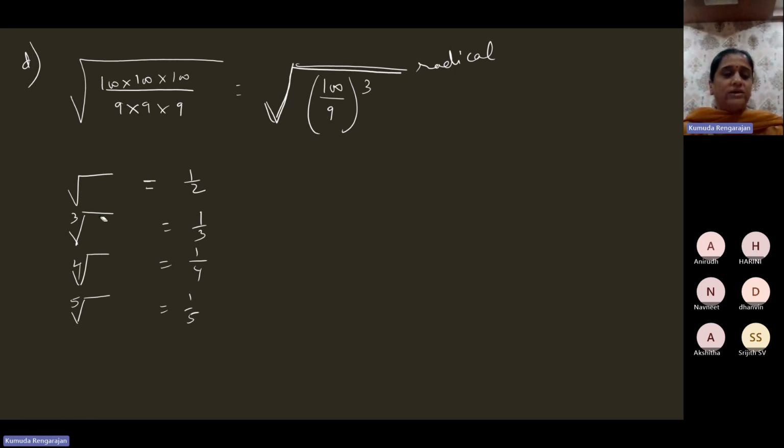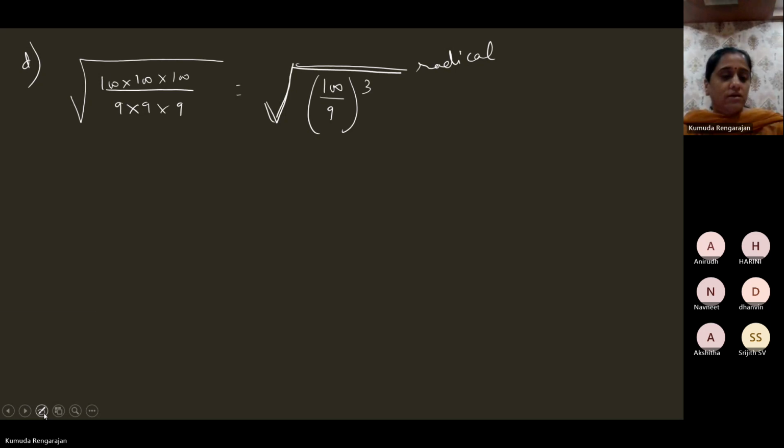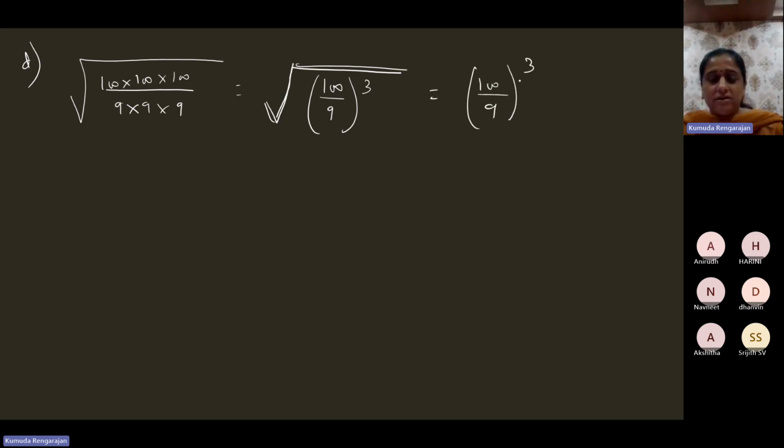You will understand. Don't worry. If it's not clear, you will understand once we do this. Remember that every radical sign has an exponential equivalent. So now you don't want this radical sign. You want to remove the square root symbol. What is under the square root symbol? 100 by 9 the whole cube. You write that. The square root symbol converts to power 1 by 2.